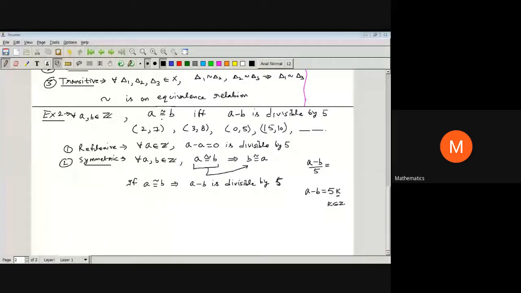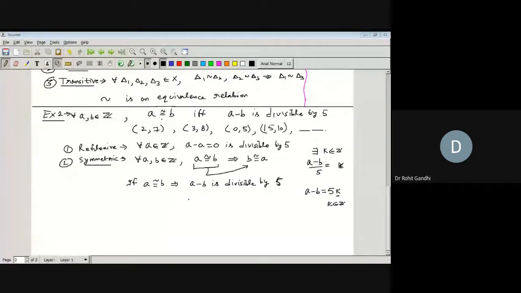So we can write a minus b as a multiple of 5, where 5k, 5n, 5m, whatever you can take. So k belongs to integer. So students, if a minus b is divisible by 5, right? If any number is divisible by some number, then there exists another integer, some k, such that a minus b is equal to 5 into k, right? So as a minus b is divisible by 5, right?